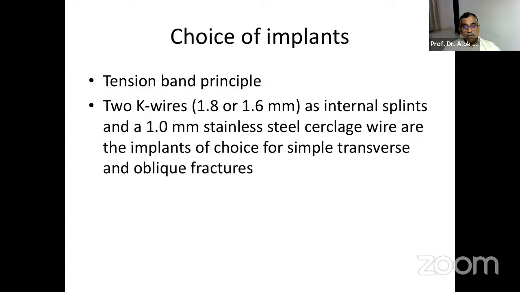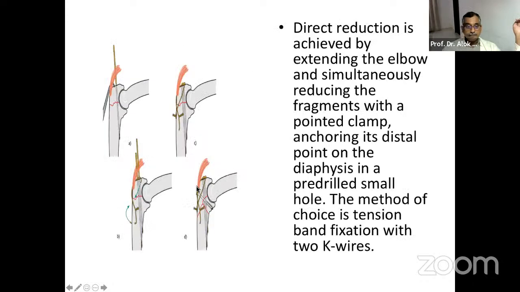So what are the choice of implants? I told you and I showed you multiple cases that people like to do the tension band principle because it is cheap and simple. You can use two K wires of 1.8 or 1.6 millimeter as internal splints and a 1 mm stainless steel cerclage wire, which can be used for transverse and oblique fractures.